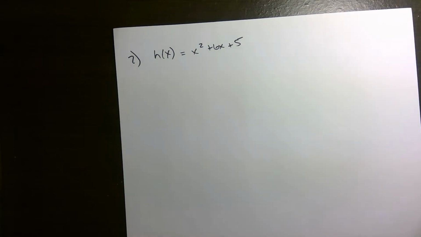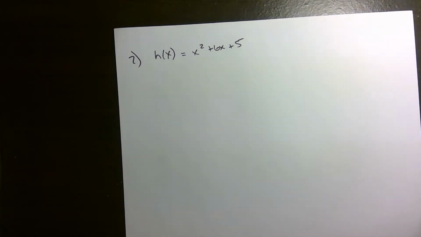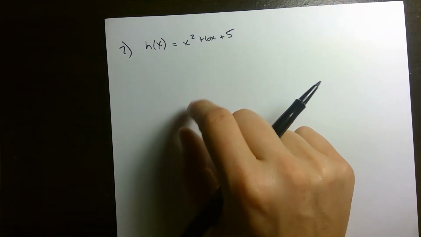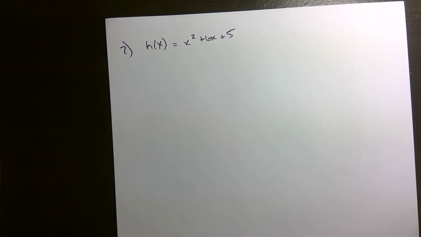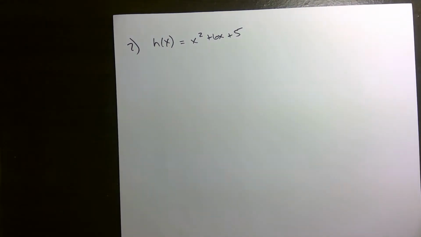Now, the idea is the same. I still need to find the vertex. I need to find the x-intercepts if I can. I need to find 2 other points, and I need to graph it. However, I can't just look at it anymore and tell you what the vertex is. It's not in vertex form. Well, I need to make it be in vertex form. And so what I'm going to have to do here is complete the square. Okay, and I need you to bear with me through this first example so that you can see what I mean.